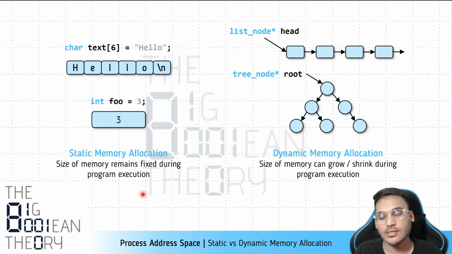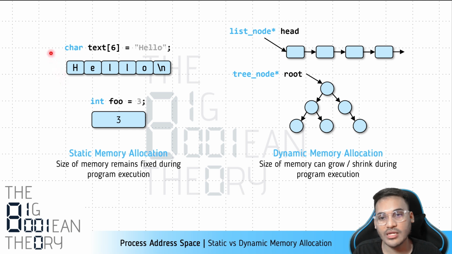So as you can see, what is static memory allocation? Static memory allocation is basically memory for which the size remains fixed during the program execution, right? So a memory which has been allocated statically, the basic property of that kind of memory is that its size will always remain fixed throughout the execution of the program, right from the starting till the program ends. Its size will not change. So let us see some examples.